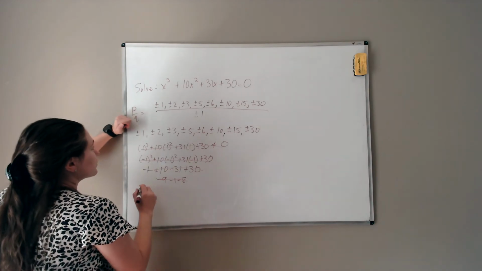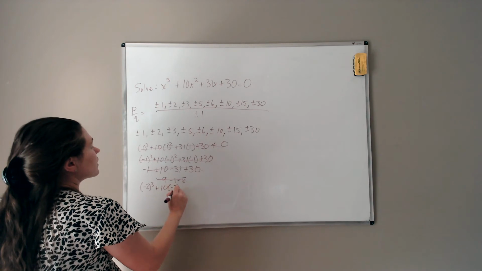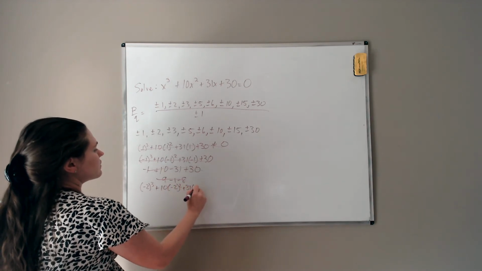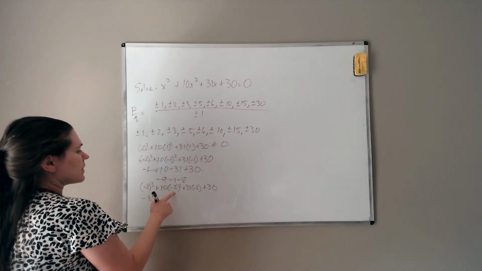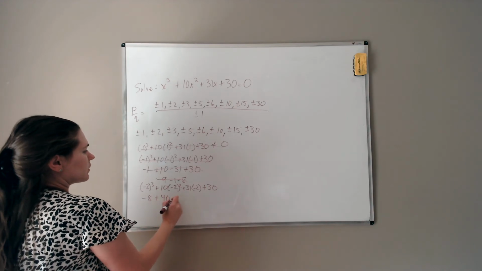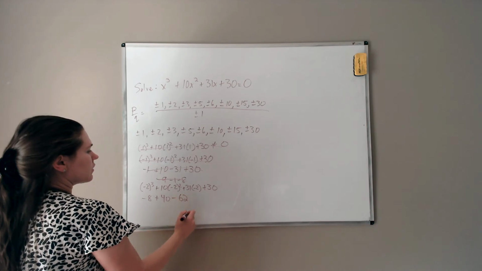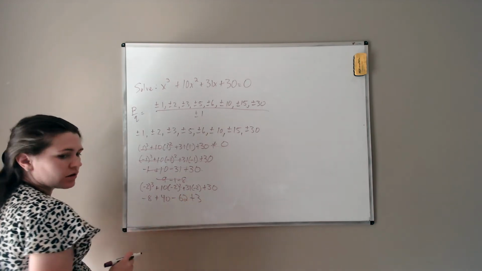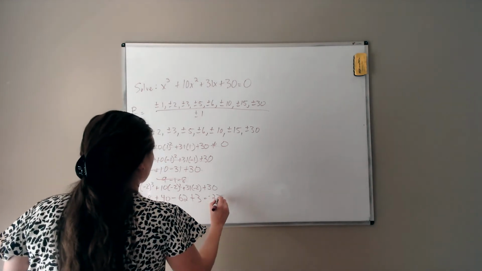Next, I'm going to check negative 2. So negative 2 to the third, plus 10 times negative 2 squared, plus 31 times negative 2, plus 30. That's going to give me negative 8, okay? That's 4 plus 4 times 10, that's going to be plus 40. Okay, this is going to be minus 62, right, plus 30. So that's going to give us negative 8 plus 40 minus 62 plus 30 puts us at negative 27. That doesn't work.